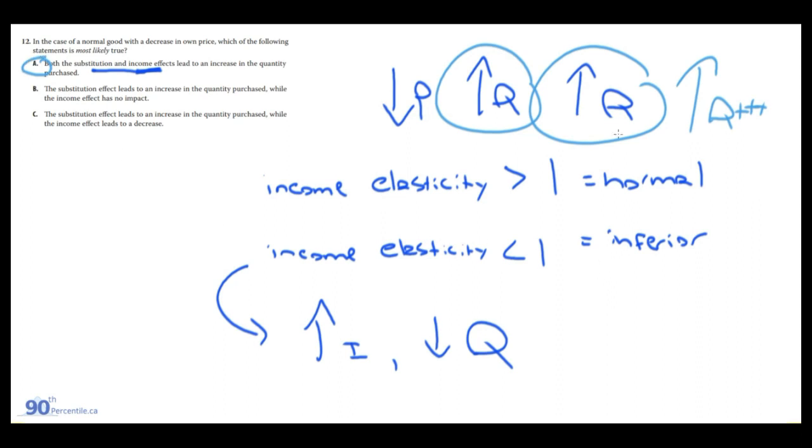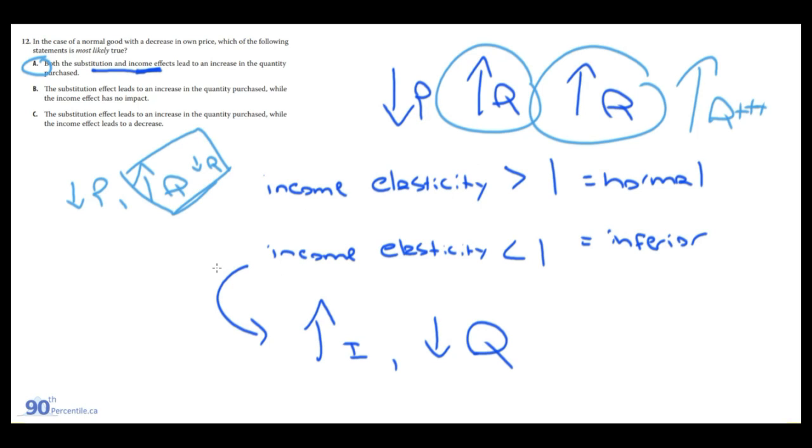For an inferior good, not part of the question, a decrease in price of the good would increase quantity demanded, but because income elasticity is less than 1, the income effect will work in the opposite way, which will result in a decrease in the quantity demanded. The net change depends on what the actual elasticities are, but the thing to note is for inferior goods, the substitution and income effects work in the opposite direction.